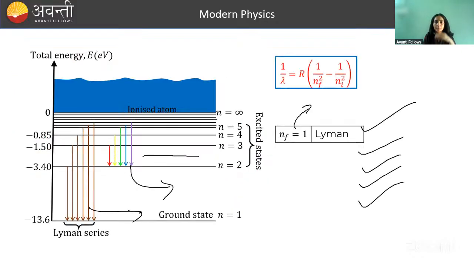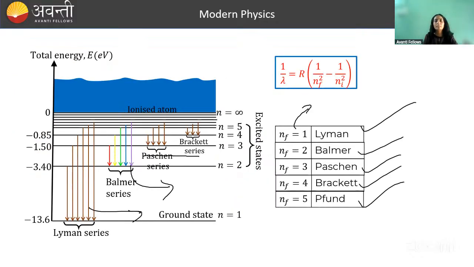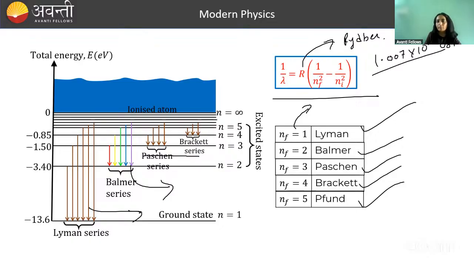I hope it is clear. And you can calculate wavelength by using this formula. Wavelength of any series. So formula is 1 by lambda equal to R, 1 by nf square minus 1 by ni square. R is what? Your Rydberg constant. ठीक है? इसका value 1.097 something into 10 to the power 7 होता है meter inverse. Okay? So this is your R.